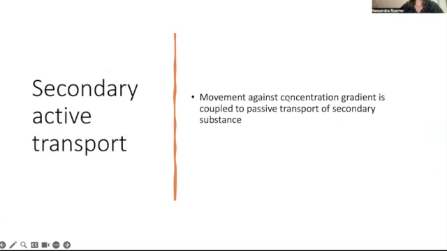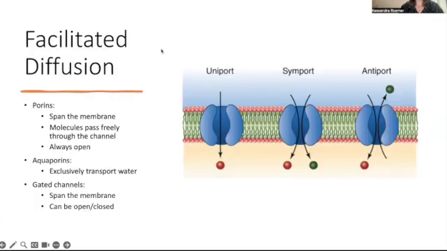And this also brings us to secondary active transport, where movement against a concentration gradient is coupled to the passive transport of a secondary substance. So looking back at the symport, for example, if this red substance is transported with the concentration gradient, it does not require energy input. This green substance, however, is transported against its concentration gradient, but because it can be coupled to this transport right here, it does not require external energy input, and it can just use the same channel as this one. This can also happen in the other direction, for example.